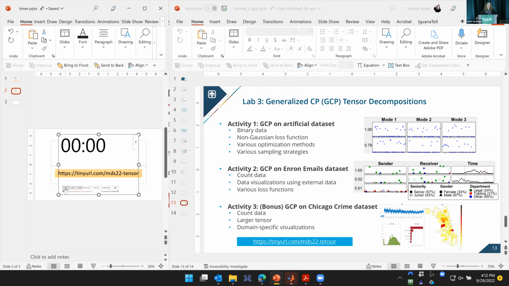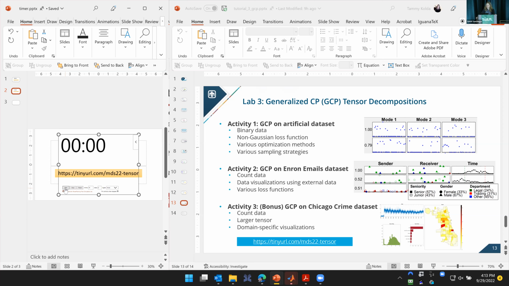And it has a name, it's called CANDELINC, or CANDECOMP with linear constraints. We have really weird names in the tensor world. But it's a very useful method. So yeah, you can even combine these.